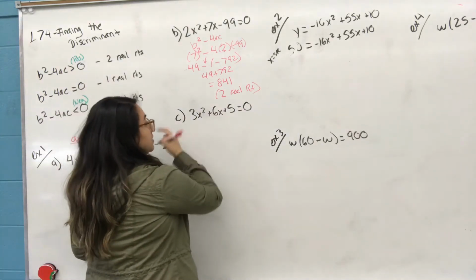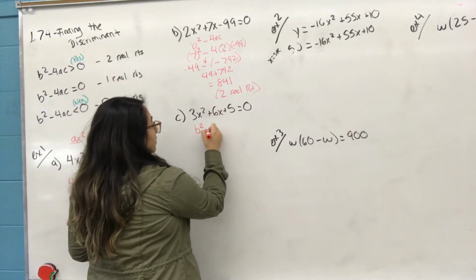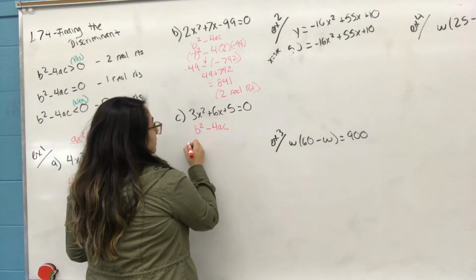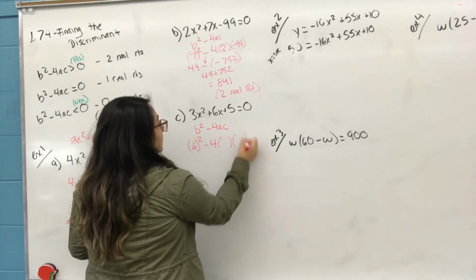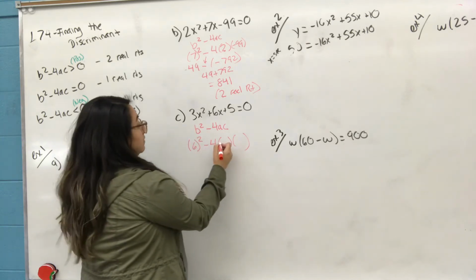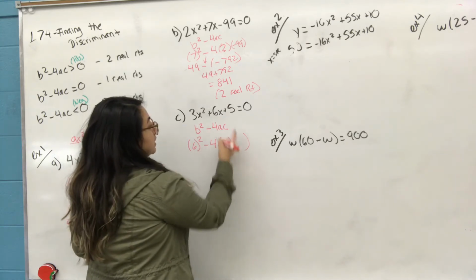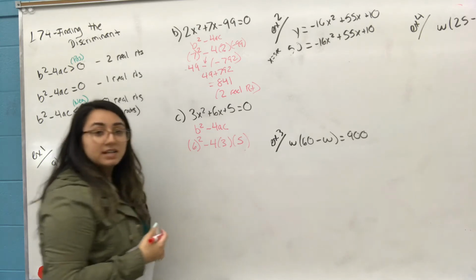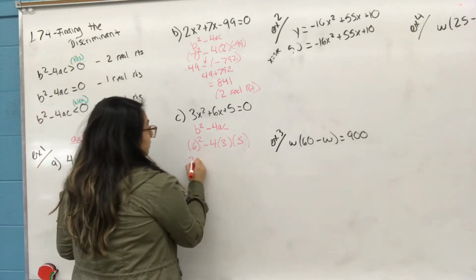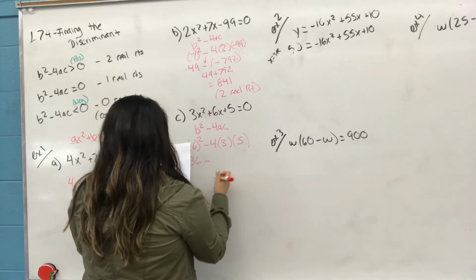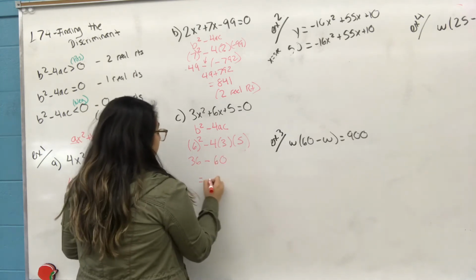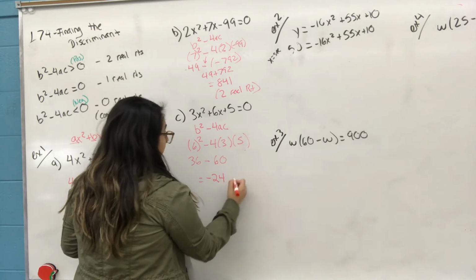It's in terms of the standard form, b squared minus 4ac. So b is 6 squared minus 4ac. A, the number in front of the x squared, that's 3. C is the constant, positive 5. And then we go ahead and multiply. So we have 36 minus 4 times 3 times 5, and I end up with 60. My answer is negative 24.